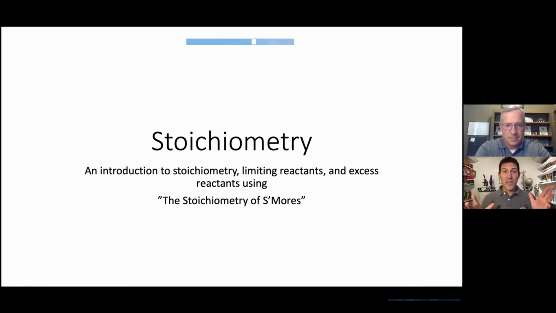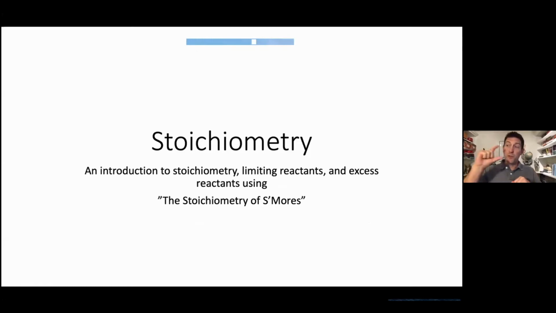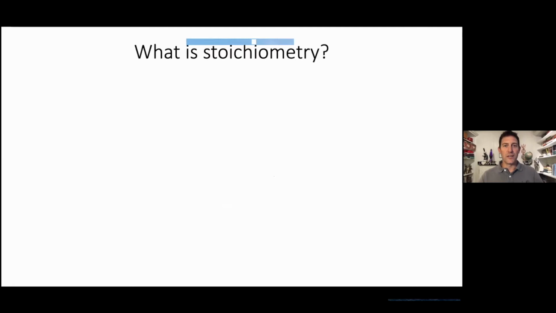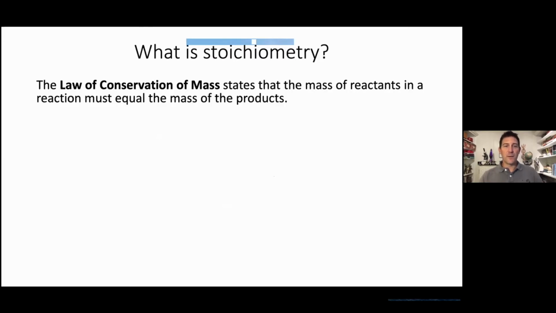That is awesome. So stoichiometry is the term I use in my introductory chemistry class all year long. We're going to have to know all these building blocks to be able to do this one big thing that we call stoichiometry. And in this introductory lesson, you're going to get a little bit of background about what stoichiometry is, what limiting and excess reactants are, and mostly we're going to apply that all to s'mores, which are a super yummy, sugary treat. First of all, what is stoichiometry?